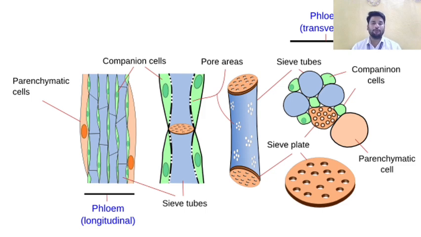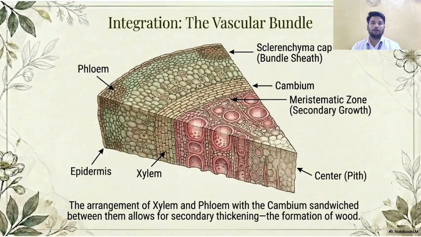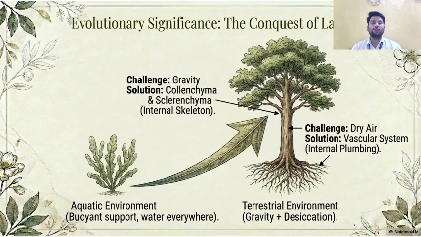Here is the actual diagram of the phloem elements. Companion cells, then sieve tubes, phloem parenchymatic cells, vascular bundle, sclerenchyma, cambium, meristematic zone, center, epidermis, xylem, phloem. These are certain anatomical parts of the plants. The arrangement of xylem and phloem with cambium sandwiched between them allows for secondary thickening and formation of the wood. Evolutionary significance: the conquest of the land.